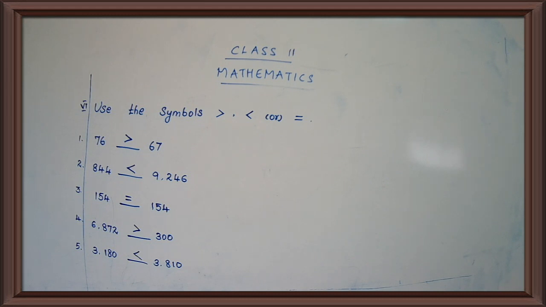Write what is on the board. See the board and write carefully. Have you taken your maths note? First of all, write today's day and date before the margin line. Then start to write: Use the symbols greater than, less than or equal.